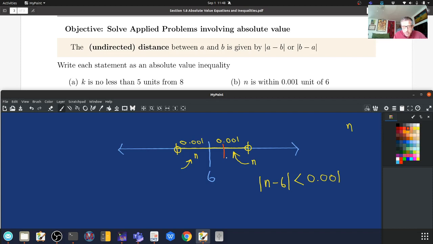So let's say n is right here. This is my n. So if I subtract 6 from n in absolute value, it's going to be less than the length in yellow. So I hope that helps. So this is n is within 0.001 unit of 6. Sorry to write it in red, but that's what you got.